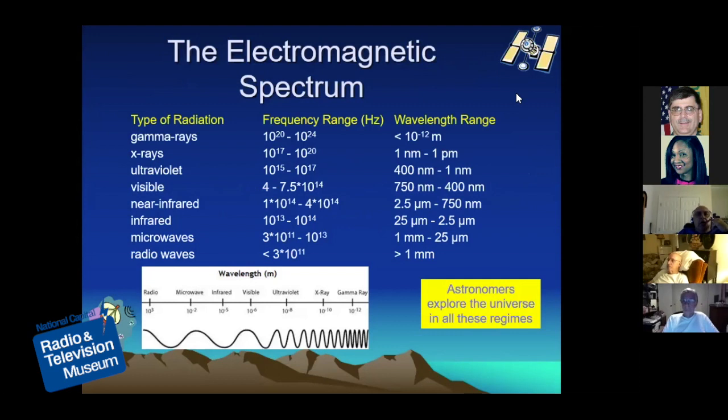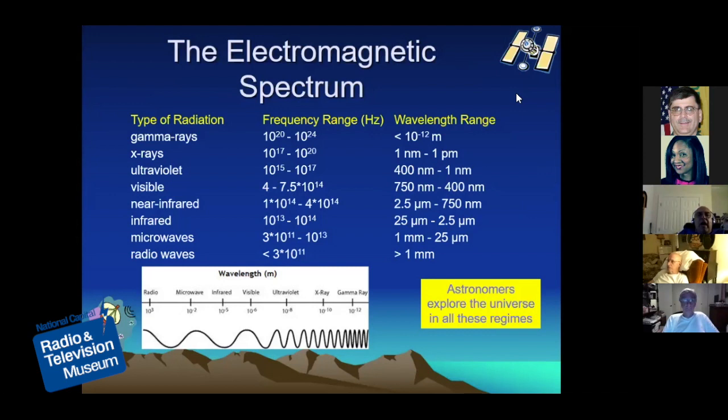If you look at the bottom, the longest wavelengths are radio waves that we're all familiar with, since this is the National Capital Radio and Television Museum. The top end of radio waves is microwaves, and they're really radio waves because they behave pretty much like radio waves. Above microwaves, we have infrared, which manifests itself to us as heat. We can't really see it, but we can feel it. Then we have near infrared, which is just the infrared that's close to visible. And then we have the visible part of the spectrum.